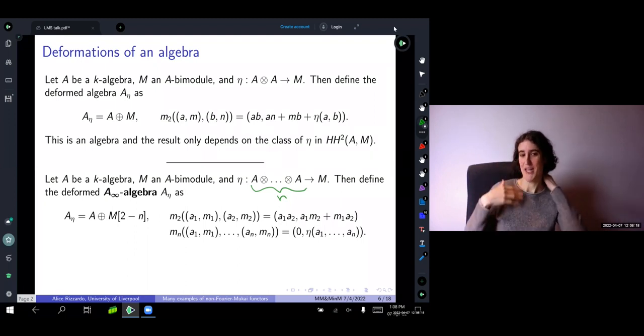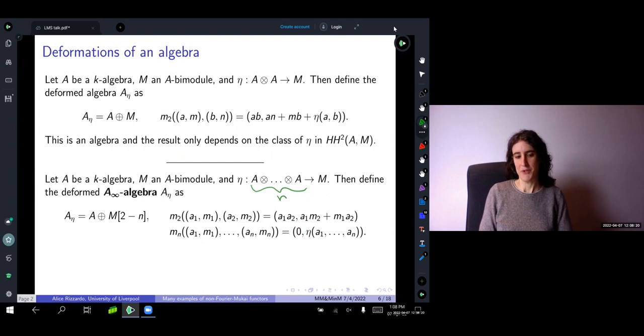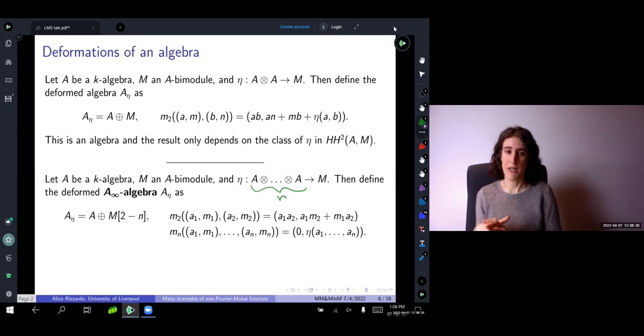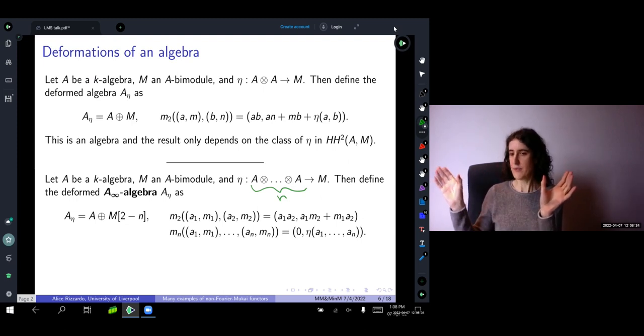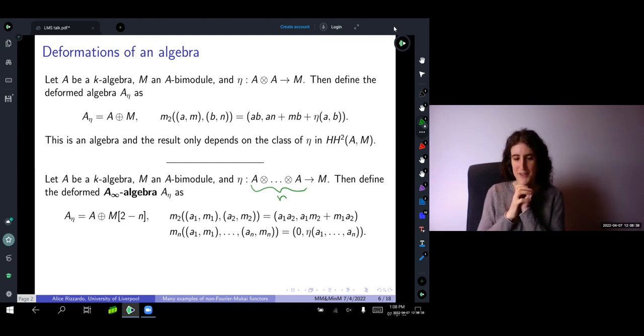There's M2 and Mn. To do this, we have a grading on our deformed A-infinity algebra, A eta, that puts A in degree zero. And then M is in degree, oh, did I do the shift wrong? Yeah, I did the shift wrong.